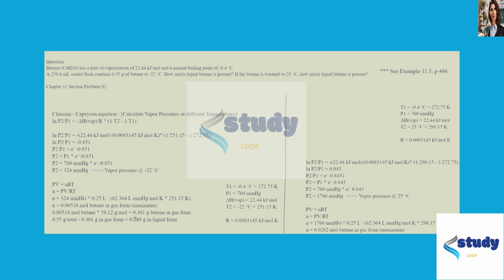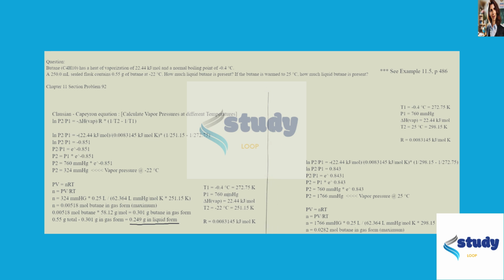And we see that at that temperature, only 0.301 grams of butane are able to be in the gas form, which is less than the original 0.55 grams that were given. So do a subtraction there, and we calculate that actually, under the first set of conditions, there's 0.249 grams of liquid remaining. So that's half of the question.